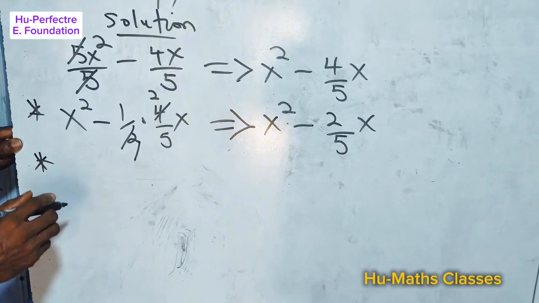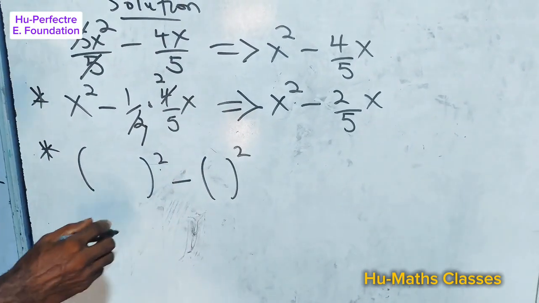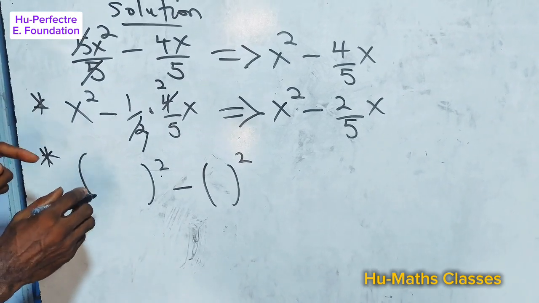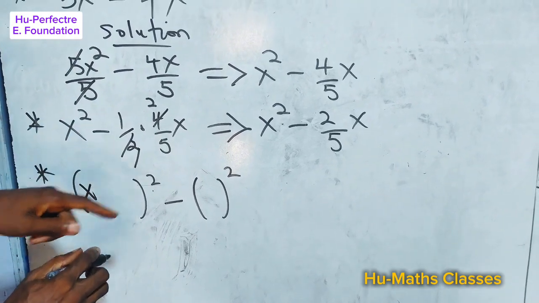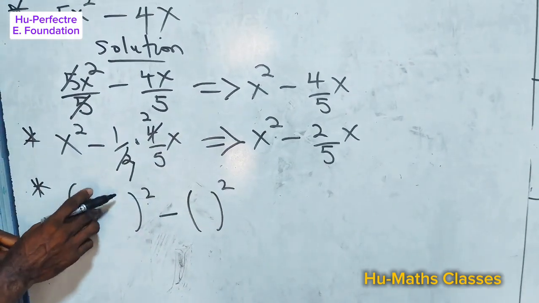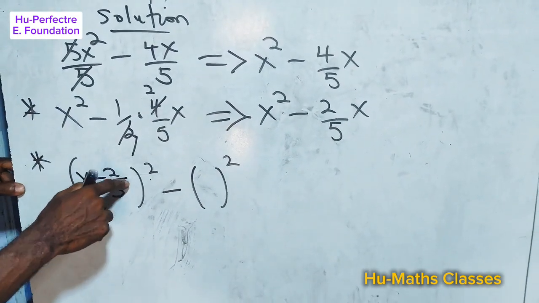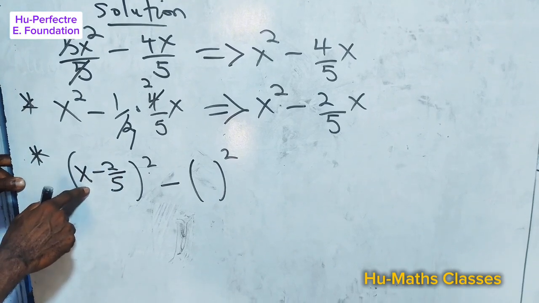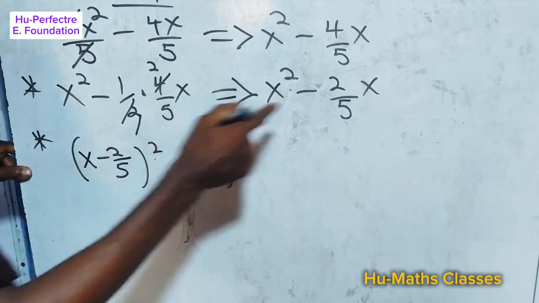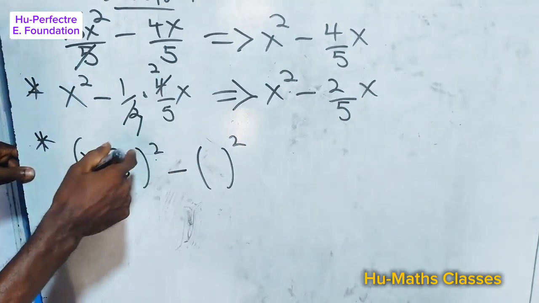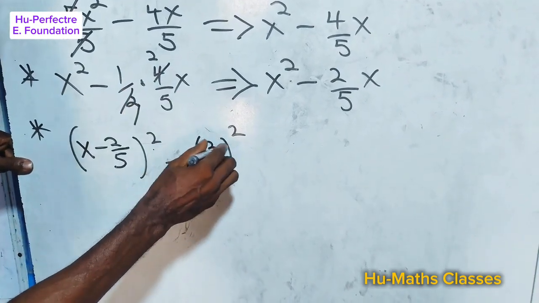Then the next step I said, find the difference of two squared brackets. So we have first bracket squared minus second bracket squared. In the first bracket, write the independent variable, which is x, and the coefficient of the second variable, which is minus 2 over 5. You will not put the x attached to it, please. In the second bracket, write the coefficient of the second variable alone, which is minus 2 over 5.